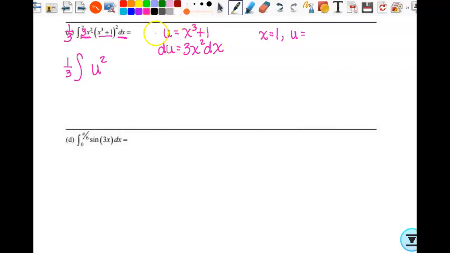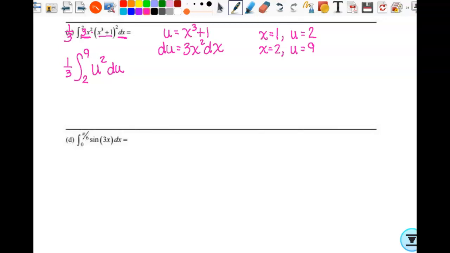Look, here's my u. So 1 cubed plus 1, which is 2. Right? I'm just substituting it in. That's all I'm doing. When x equals my other limit, which is 2, u is 2 cubed plus 1, which is 9. So since I have changed from x's to u's, instead of going from 1 to 2, I'm going from 2 to 9. And I have to have my du on that. You with me on that?